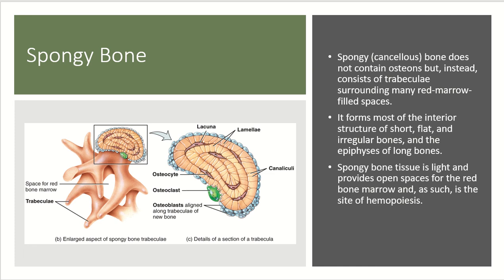So this is going to form most of the interior structure of short, flat, and irregular bones, and it's also going to be the epiphysis of long bones. Spongy bone tissue is going to be light, and it's going to provide open spaces for red bone marrow to reside as well, and as such, it's going to be a major site of hematopoiesis. So a lot of blood production is going on here.